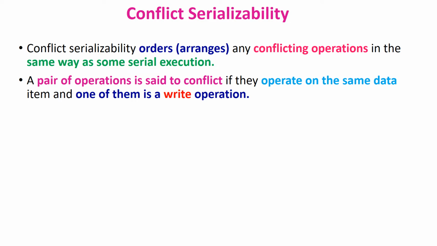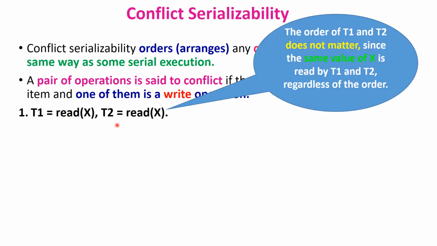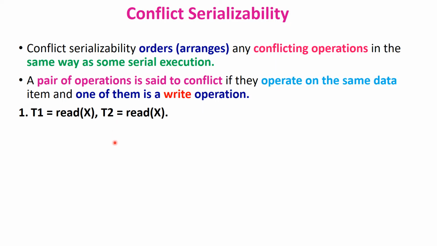Suppose you have a pair of operations. When can we call these two operations conflict operations? These two operations work on the same data X, and out of these two operations, one should be a write operation. For example, transaction T1 has a read on X and transaction T2 has a read on X. These two are read operations on the same data X. Since both are reads, they don't have any conflict and will not affect our transaction. In any order these two can be executed. It is only read operations, which is not going to change the data anyhow.